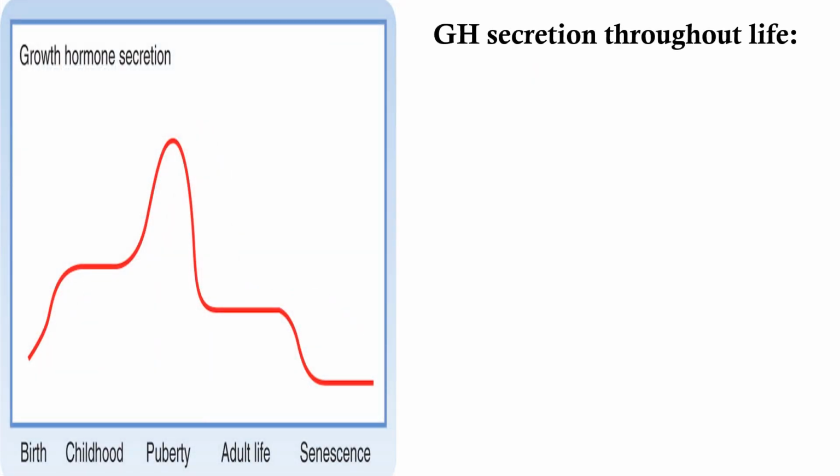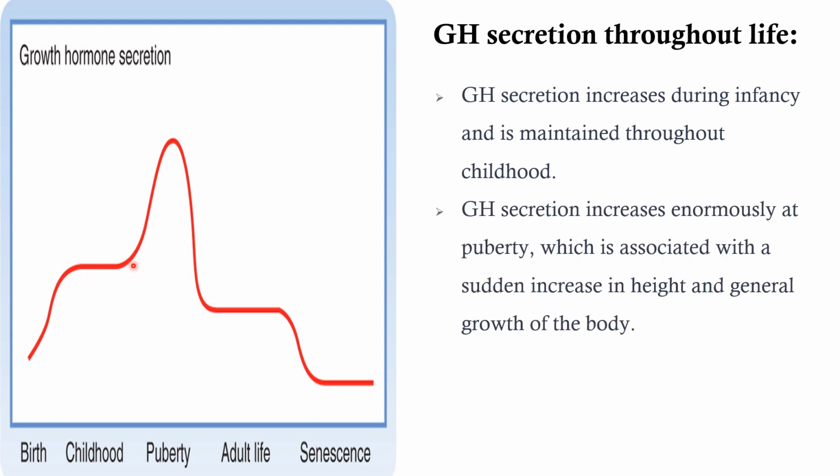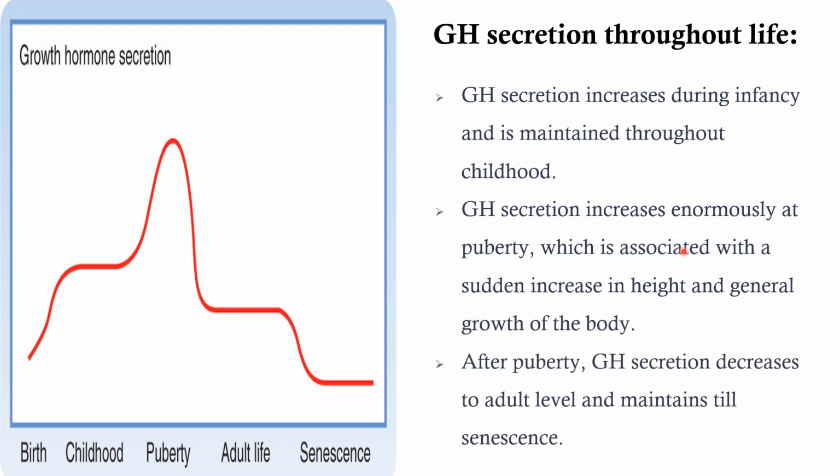Growth hormone secretion throughout life. Growth hormone secretion increases during infancy and is maintained throughout childhood and increases enormously at puberty, which is associated with the sudden increase in height and general growth of the body. After puberty, the growth hormone secretion decreases to the adult level and it is maintained still into senescence.